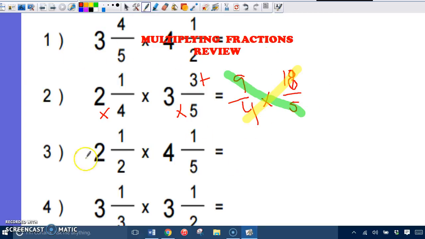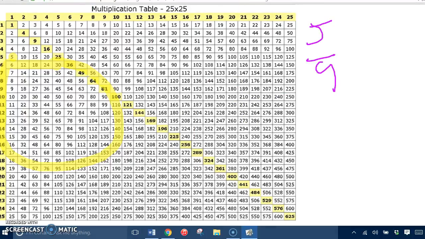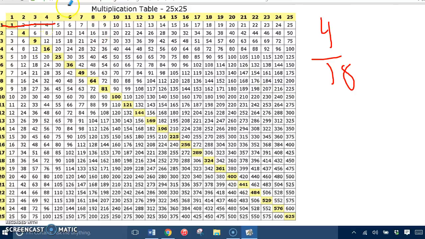Not sure about 4 and 18, so let's go and take a look at our multiplication chart. Remember, looking for a 4 and an 18 in the same row. Do not use the first row. Starting with the second row, I got a 4. Ooh, and I got an 18. 2 over 9. Your 4 becomes a 2. Your 18 becomes a 9.